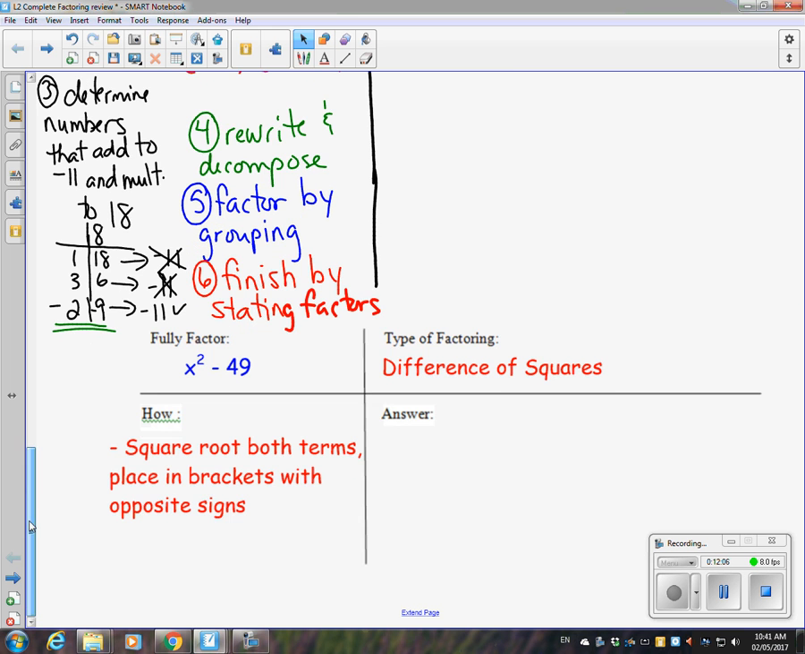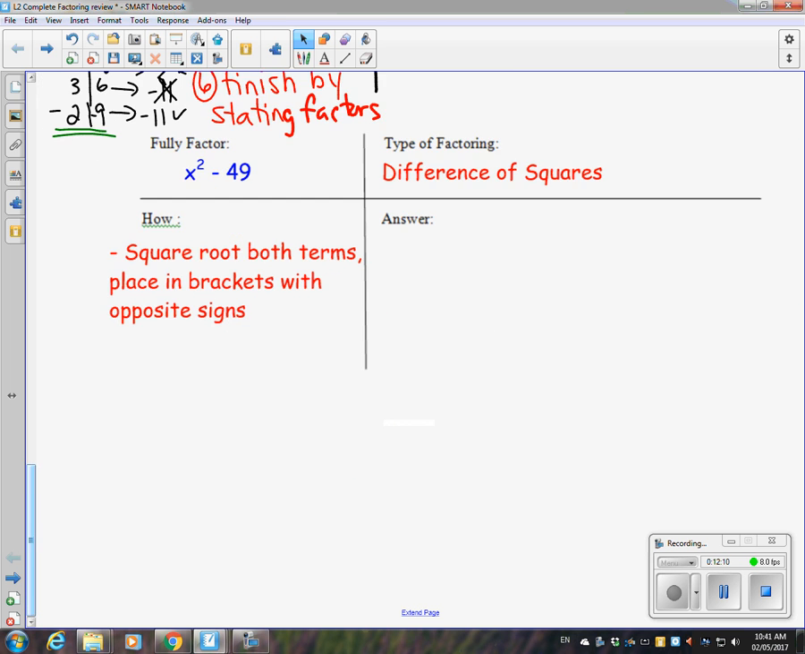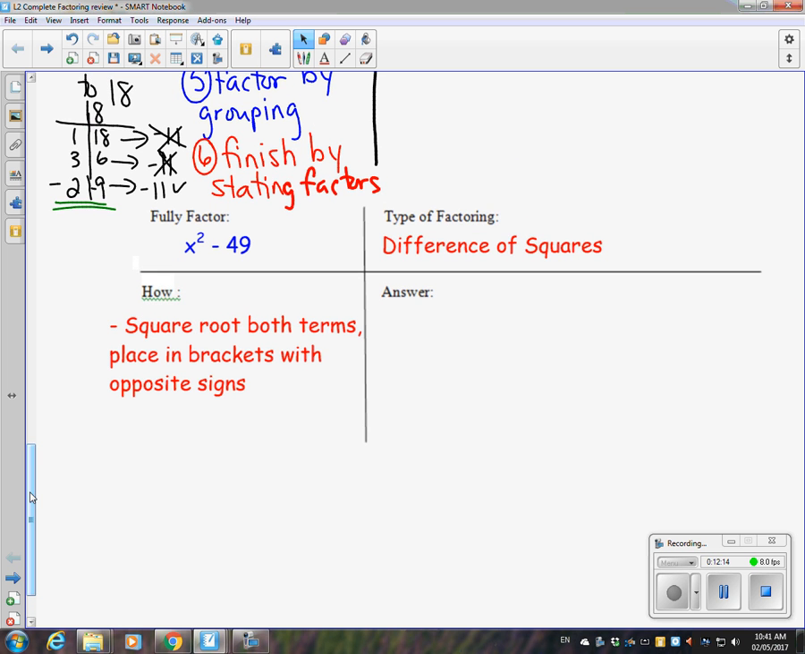And last but not least, difference of squares. So difference of squares, the phone's ringing in the background. I don't know if you guys can hear that or not, but anyway, I'm going to keep going.